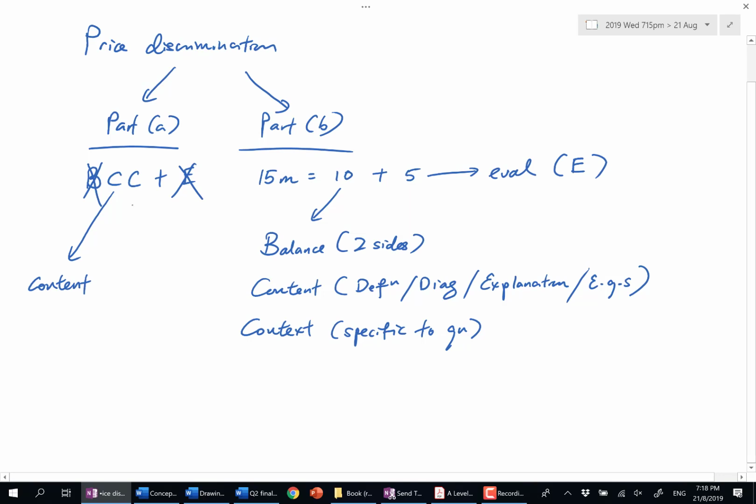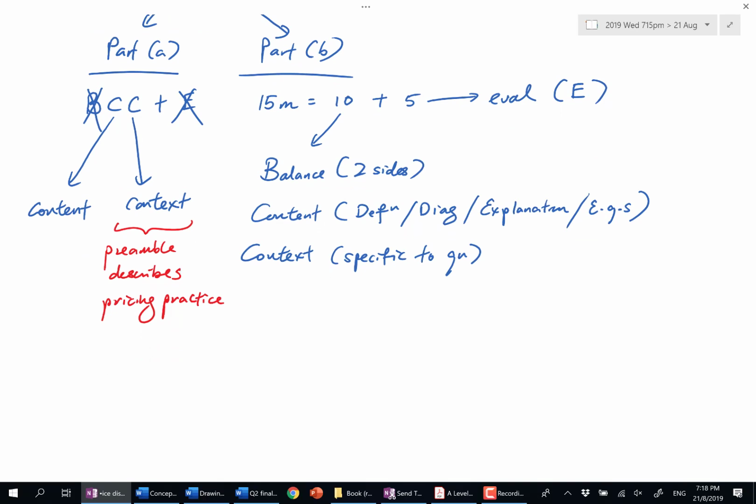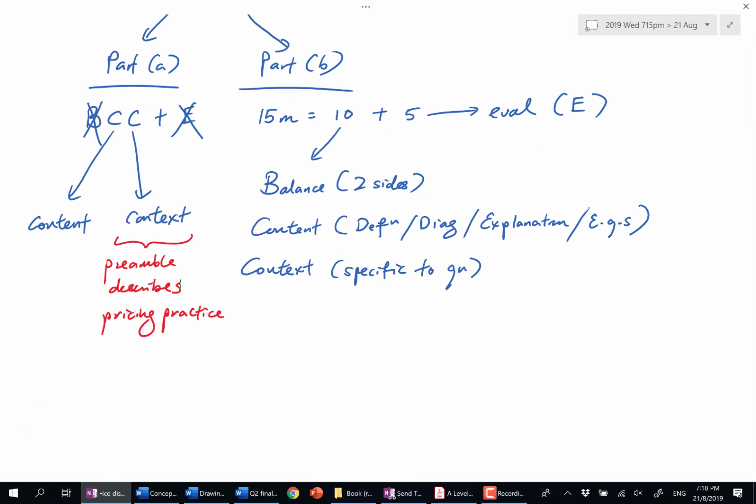content, context, I can tell you what to expect in red. You are going to get a preamble. The preamble will describe a certain pricing practice. You're supposed to apply your understanding of price discrimination to whatever is in the preamble. The parts in blue are independent of topic. Whether you are looking at microecons or even macroecons, the parts in blue still apply. But the parts in red are topic specific.